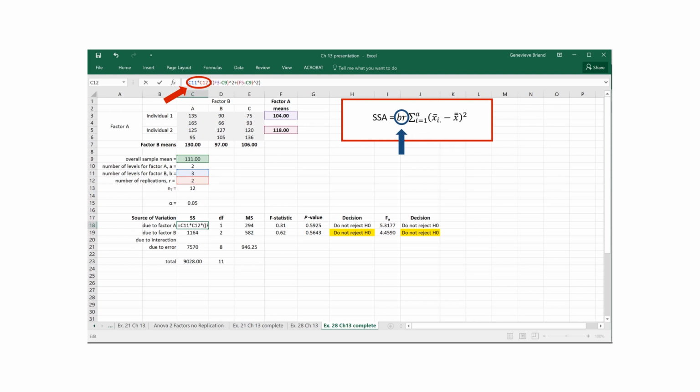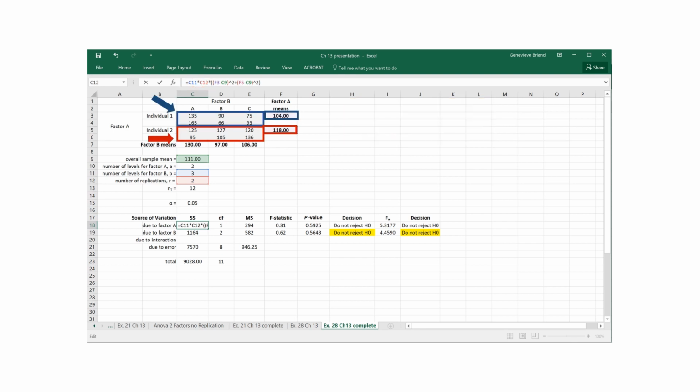The weighting of that sum of squared deviations of factor A means from the overall mean is now the number of levels for factor B times the number of repetitions. So 3 times 2, 6, which corresponds to the number of observations each factor A mean is based on.